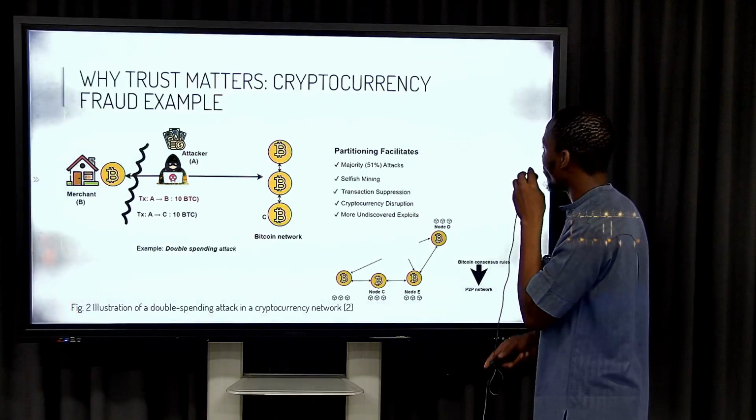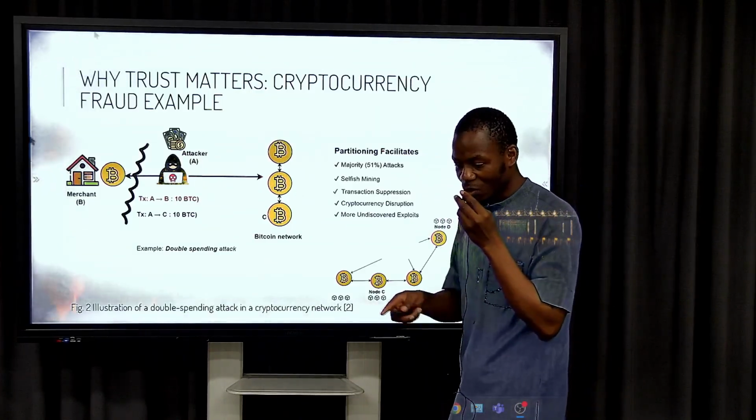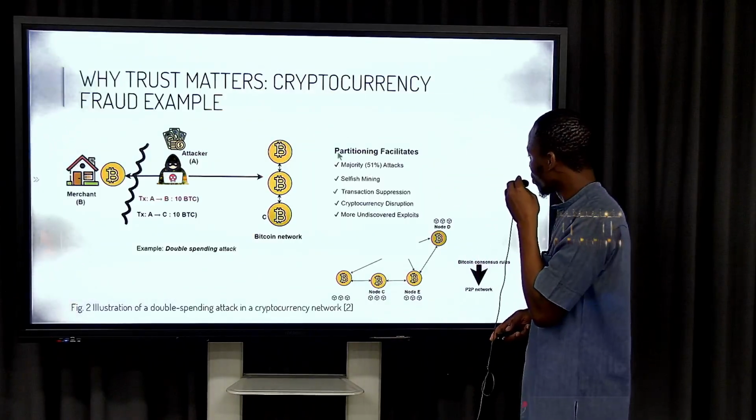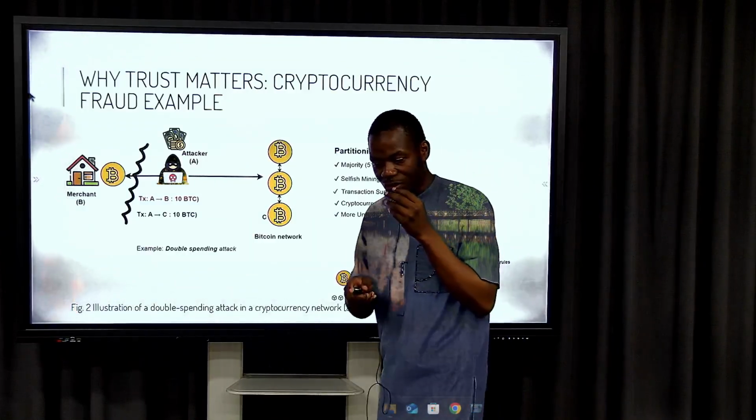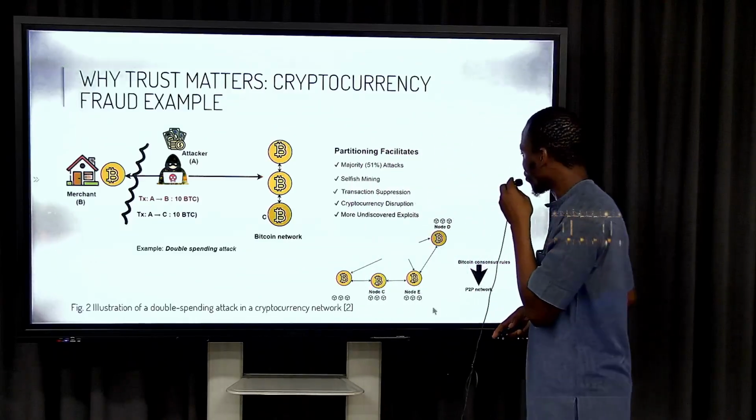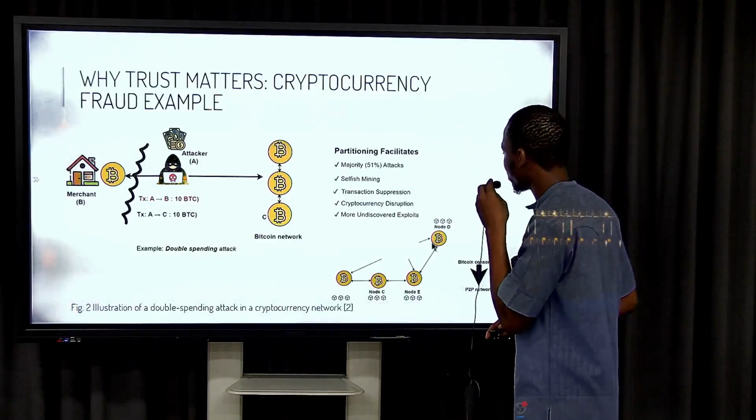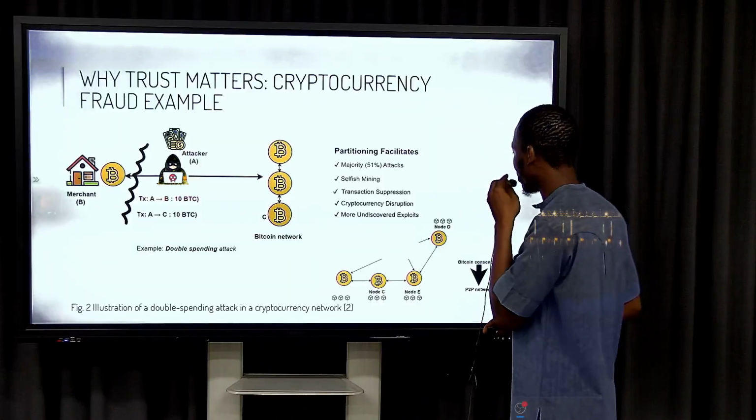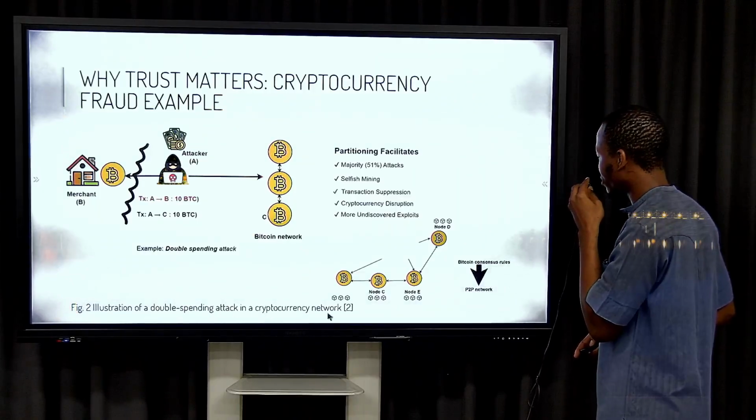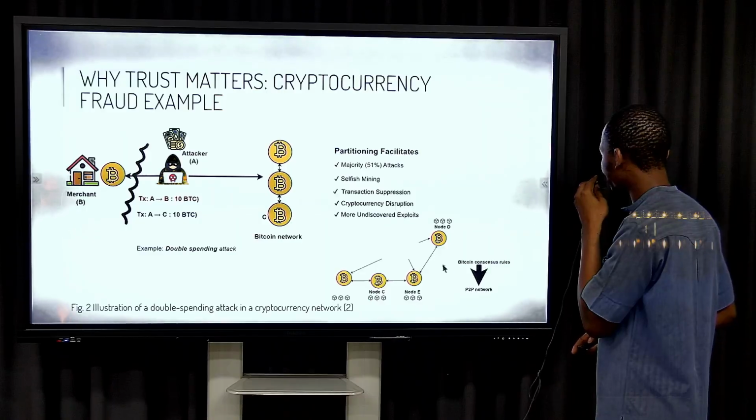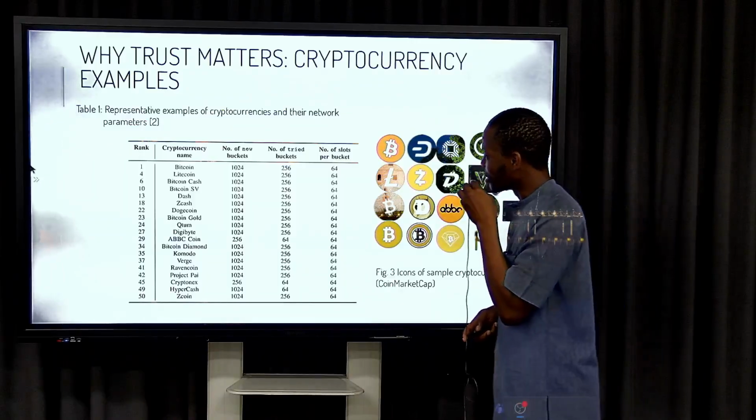Partitioning facilitates majority 51% attack, selfish mining, transaction logs or transaction suppression, cryptocurrency disruption, and more undiscovered exploits. Let me note, cryptocurrency is just one of the applications of blockchain. So as you can see, crypto is just a digital wallet, that is a digital currency that is spent on the internet. So from here, you can see an illustration of a double spending attack in a cryptocurrency network. So P2P is peer-to-peer.